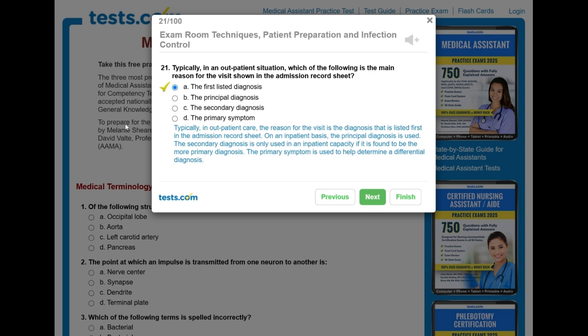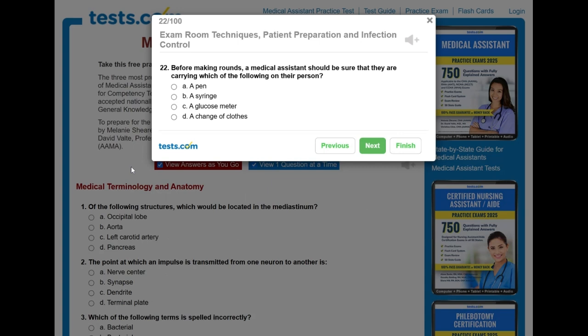Typically, in outpatient care, the reason for the visit is the diagnosis that is listed first in the admission record sheet. On an inpatient basis, the principal diagnosis is used. The secondary diagnosis is only used in an inpatient capacity if it is found to be the more primary diagnosis. The primary symptom is used to help determine a different diagnosis.